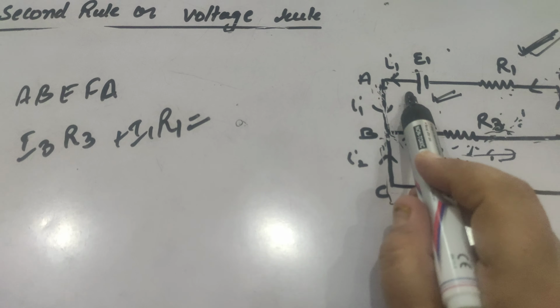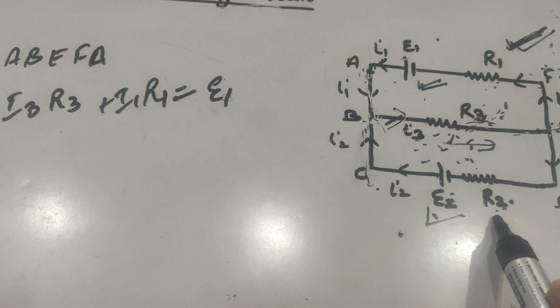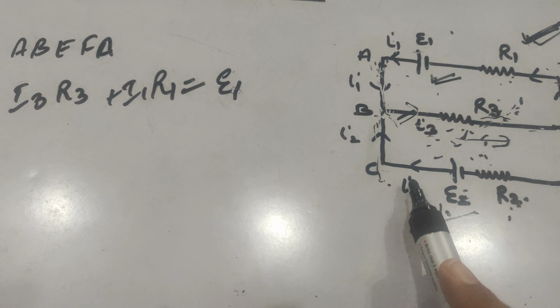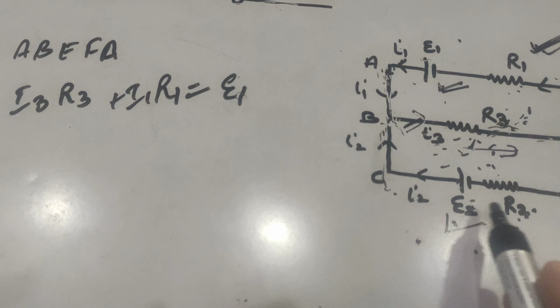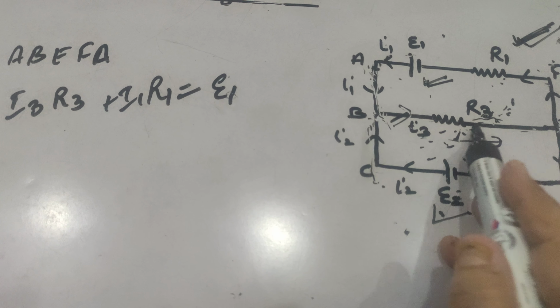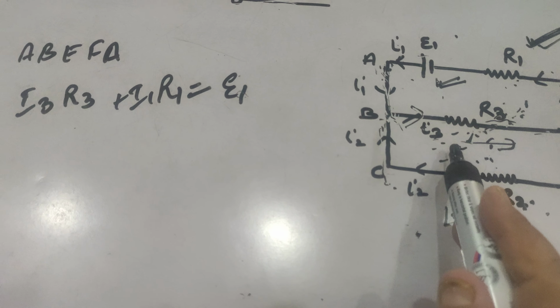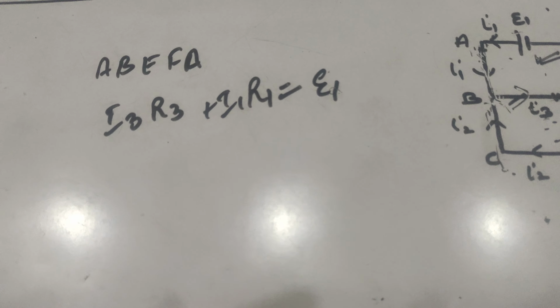When we are moving B, C, D, E, B, the positive terminal is encountered first, so EMF E2 is taken to be negative. This resistance has the direction of current opposite to the direction in which we are traversing the loop, so the product I2 R3 is taken to be negative. Similarly, this product is also taken to be negative because we are traversing the loop in this direction and the direction of current is opposite to our direction.